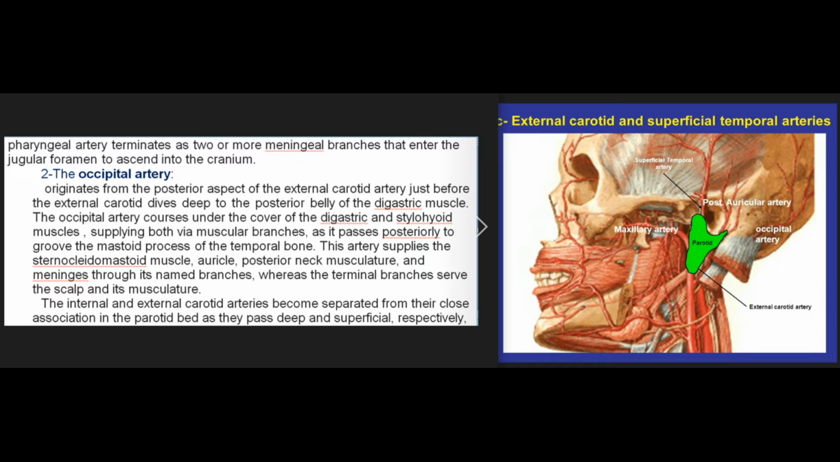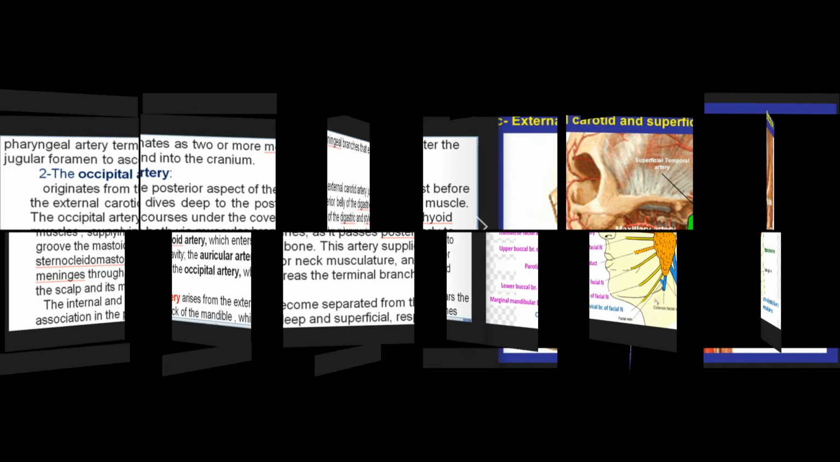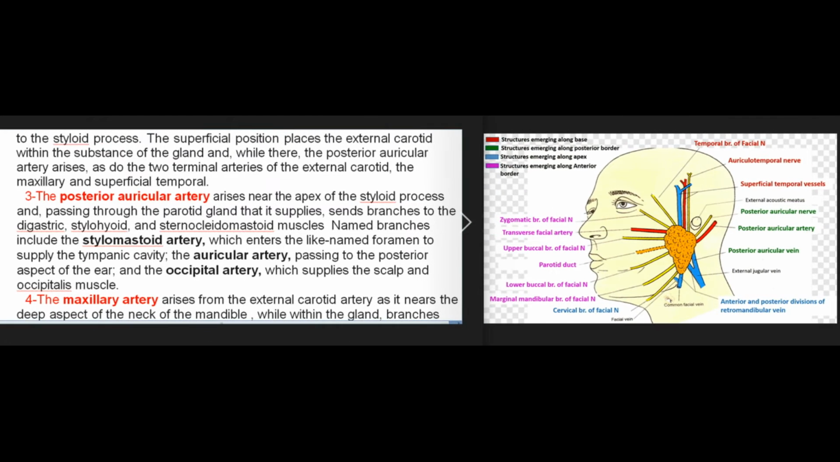The internal and external carotid arteries become separated from their close association in the parotid bed as they pass deep and superficial, respectively, to the styloid process. The superficial position places the external carotid within the substance of the gland and, while there, the posterior auricular artery arises, as do the 2 terminal arteries of the external carotid, the maxillary and superficial temporal.